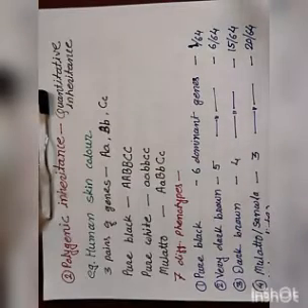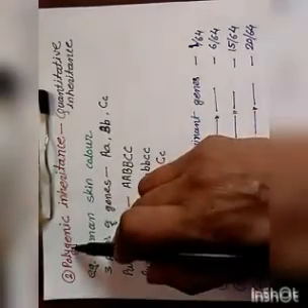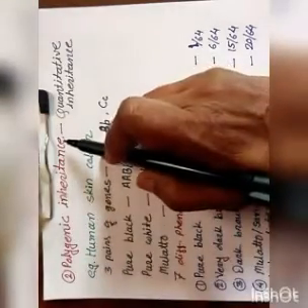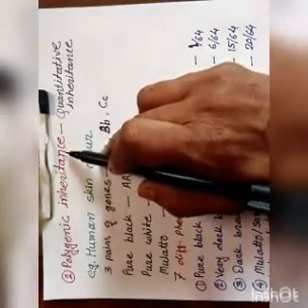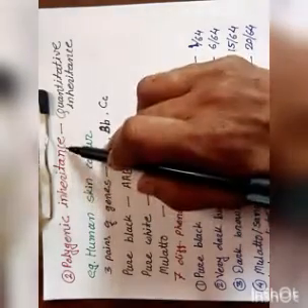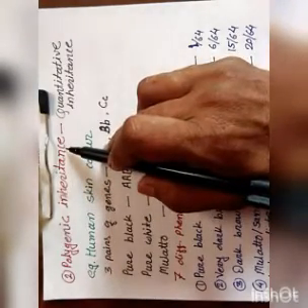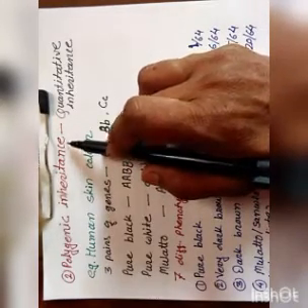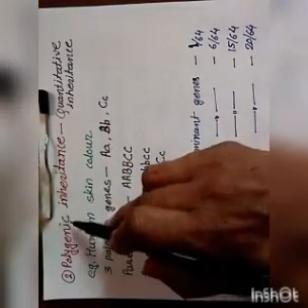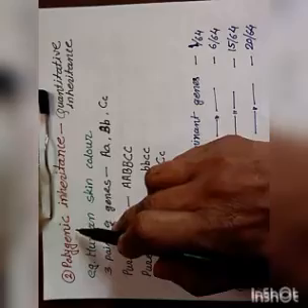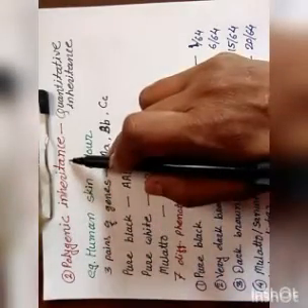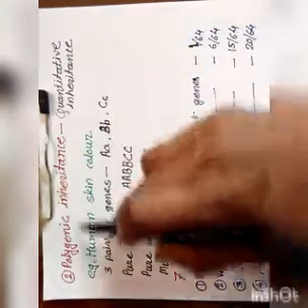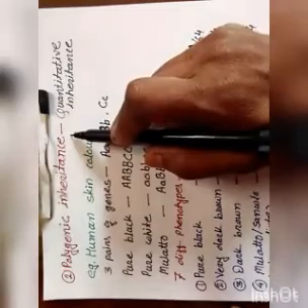Next example of intergenic inheritance is the polygenes, meaning polygenic inheritance. In this type of inheritance, more than two genes are responsible for the expression of a particular or single trait or character. Poly means many, genic means genes. More than two genes are responsible for the expression of a single trait or character. That's why it is called polygenic inheritance.